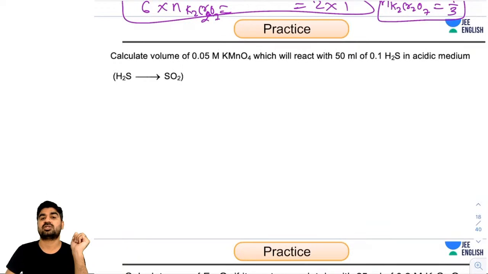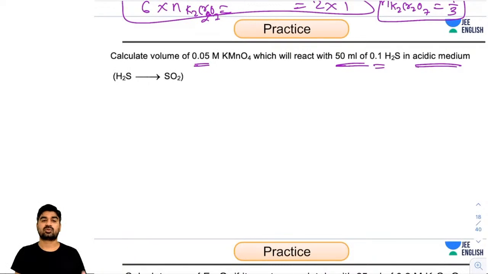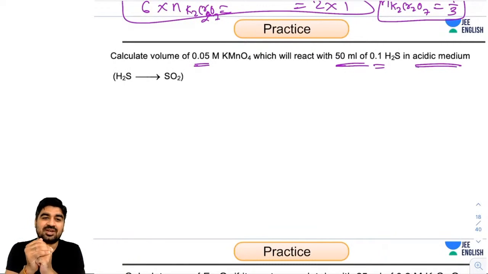Calculate the volume of 0.05 molar KMnO4, which will react with 50 ml of 0.1 molar H2S in acidic medium. So guys, tell me now. Now I will not give you options in the next 4 to 5 questions, because once we give the options, then it becomes easy for you guys to solve that. So I'm not going to do that. Yes, do it now.